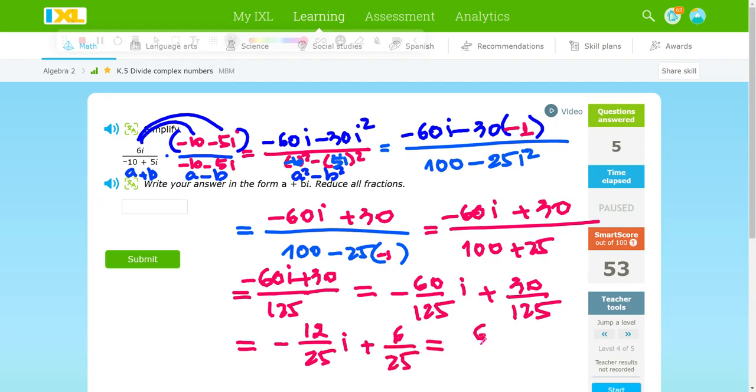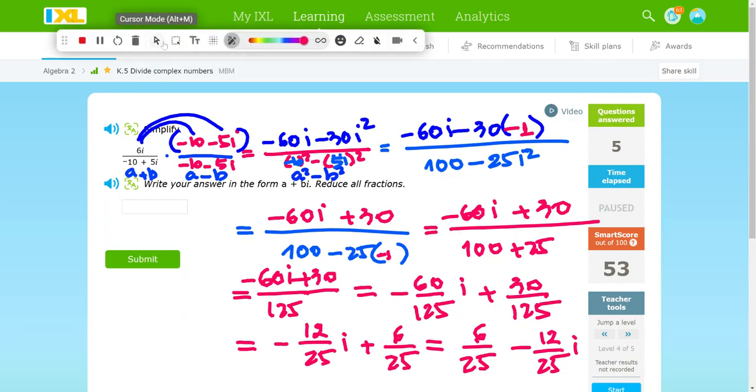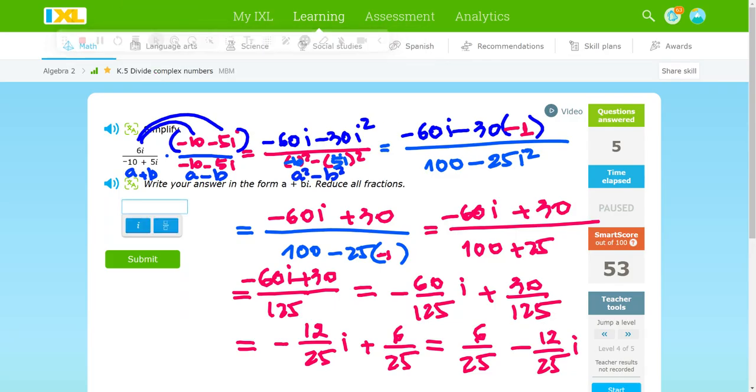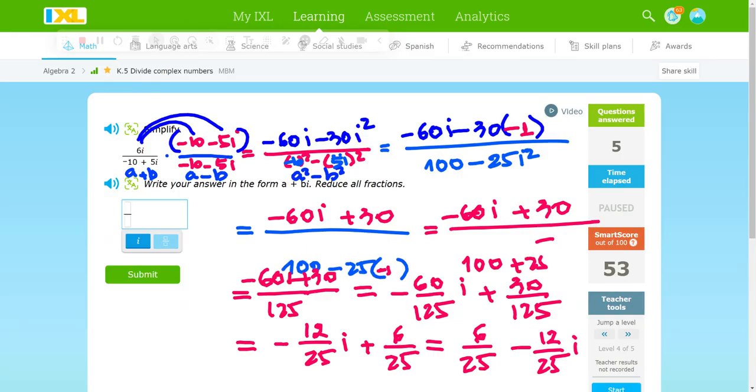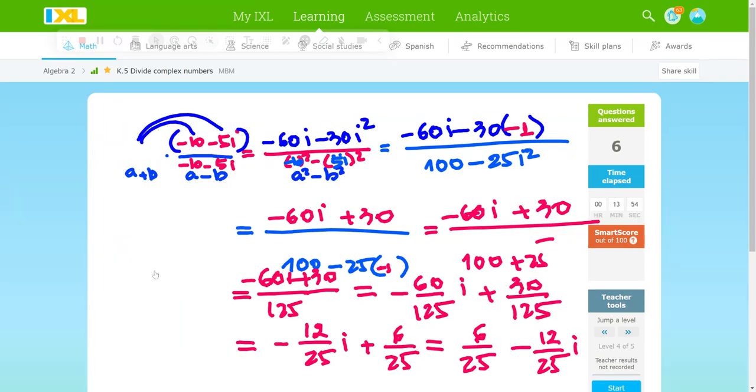So I would put 6 over 25 first, and then subtract 12 over 25, i in the back. Now put it in the answer box, and then I'm done. Let's use this notation: 6 over 25, and then subtract 12 over 25 i. Let me double check. Yeah, I'm correct. Voila!